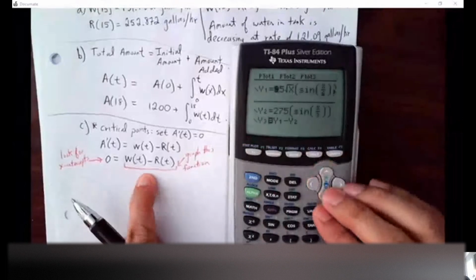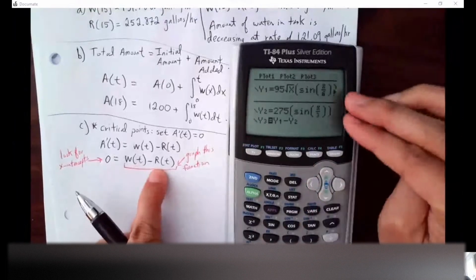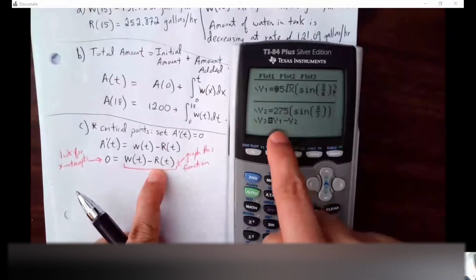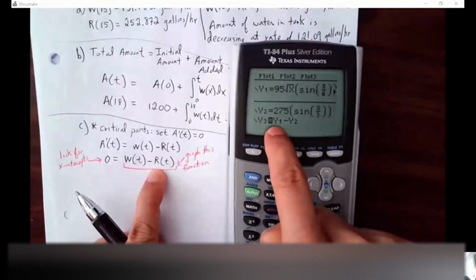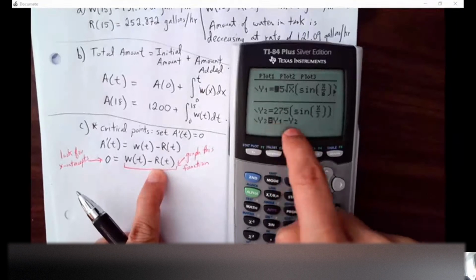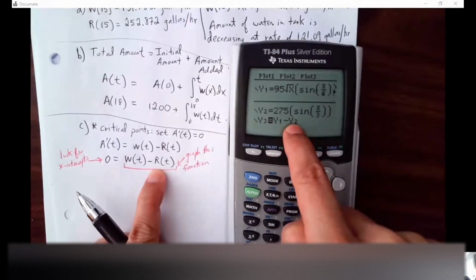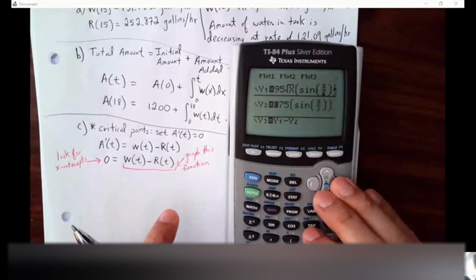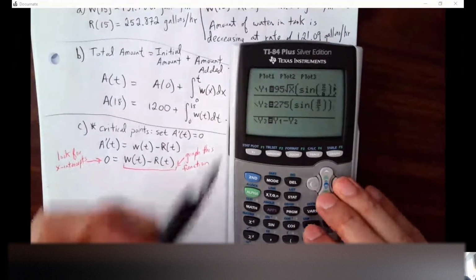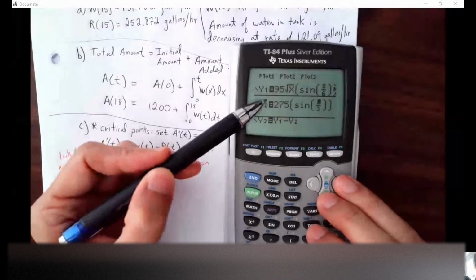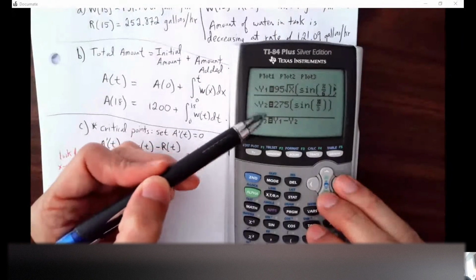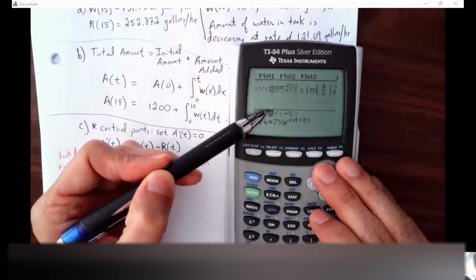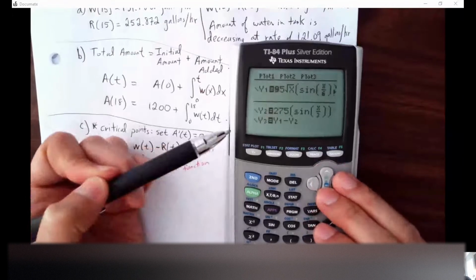I go to y equals, and I'm going to do W of t minus R of t, but rather than typing everything out again, I'm just going to call them, which is basically y1 minus y2. Something else I want to point out is you may come to a situation where you have multiple functions entered in, and the equal signs are all highlighted. If you have an equal sign highlighted, that means when you hit graph, all these graphs will show up.